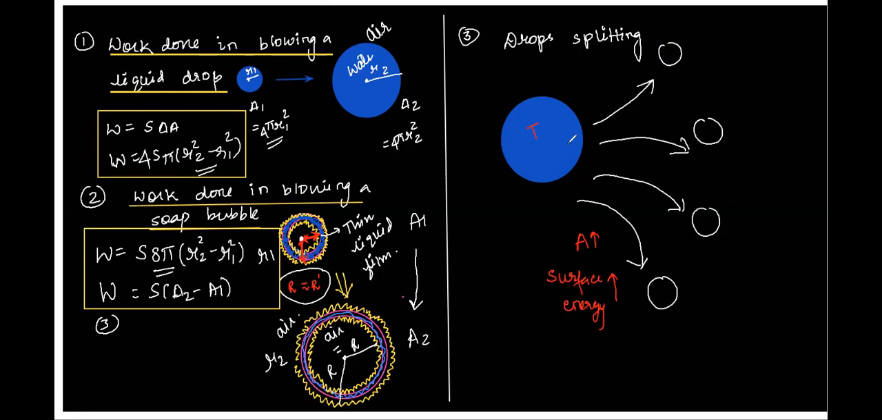That energy has come because of the temperature of the liquid, and now it has turned into surface energy. Then definitely there must be a drop of temperature, right or wrong? Drop of temperature of what? Of the droplet.